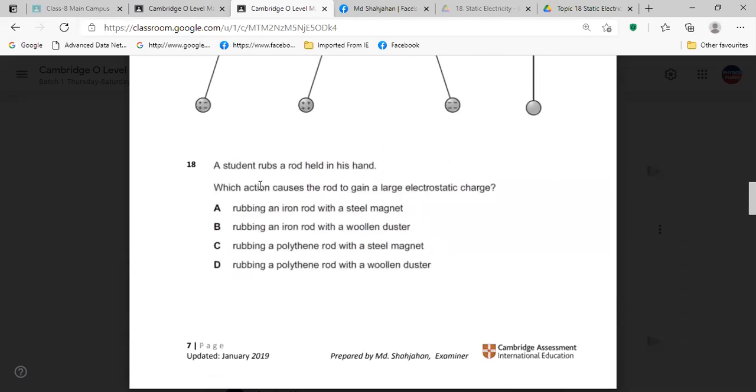Now, another easy question. 18. Yeah, continue, Maimuna, continue. A student rubs a rod held in his hand. Which action caused the rod to gain a large electrostatic charge?